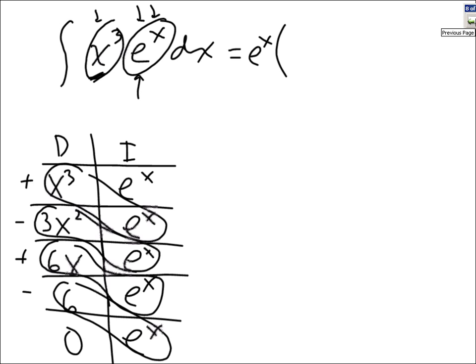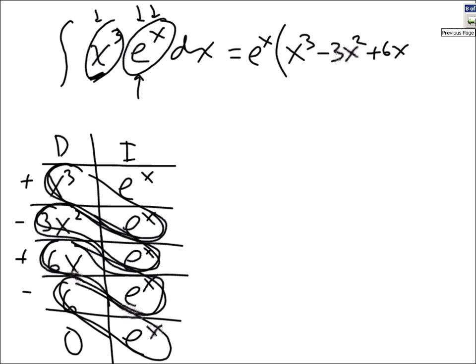You can even factor it out. You're going to get this product, x cubed, minus this product. Well, I factored out the e to the x, plus this product. Well, I factored out e to the x, minus this product. And there's the plus c. And there's the answer.